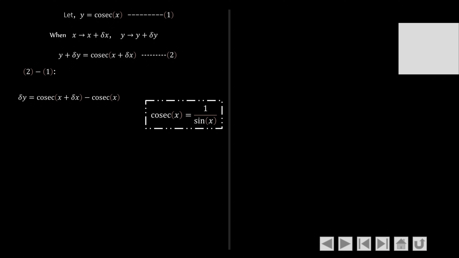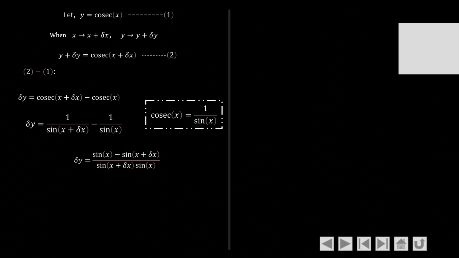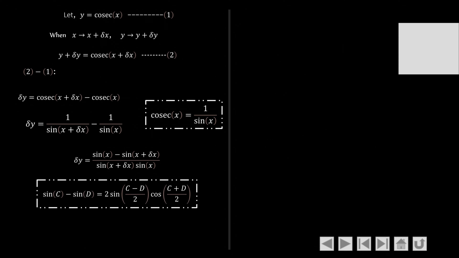Since dealing with basic sine functions is easier, we replace cosecant with its reciprocal, 1 over sine. Finding a common denominator allows us to combine these into a single fraction. Looking closely at the numerator, we can use the product to sum identity for sine of c minus sine of d. Substituting c as x and d as x plus delta x simplifies our expression into 2 times the sine of negative delta x over 2, multiplied by the cosine of 2x plus delta x over 2.